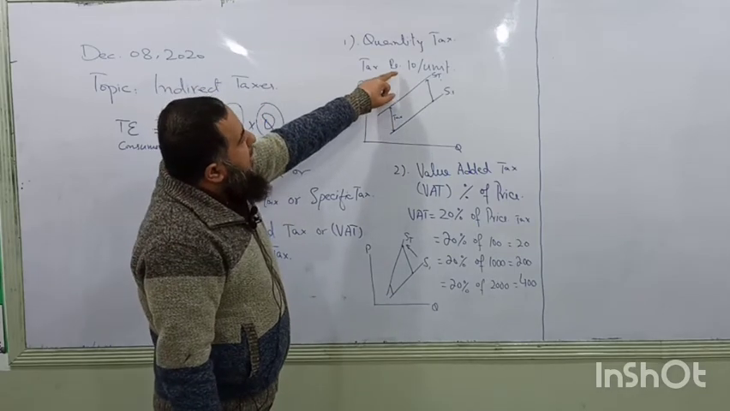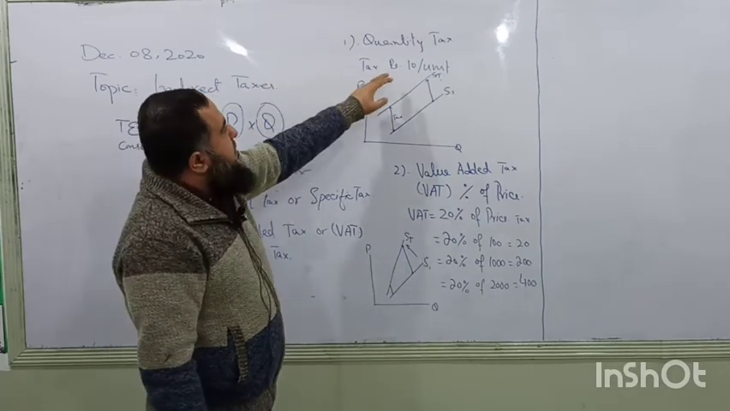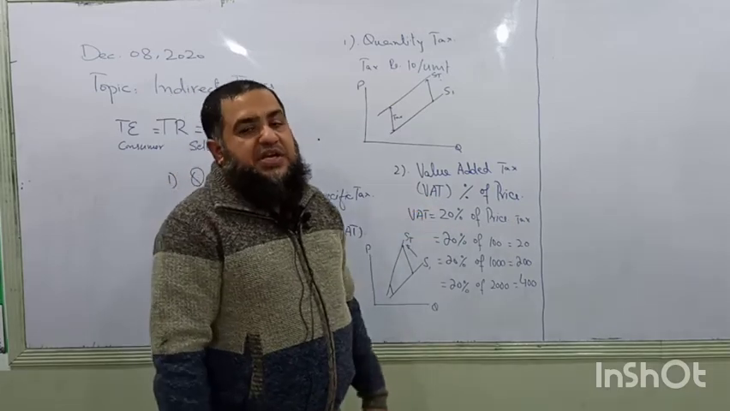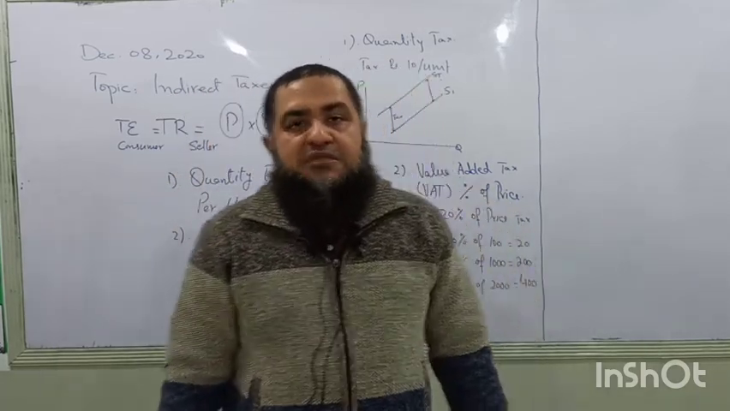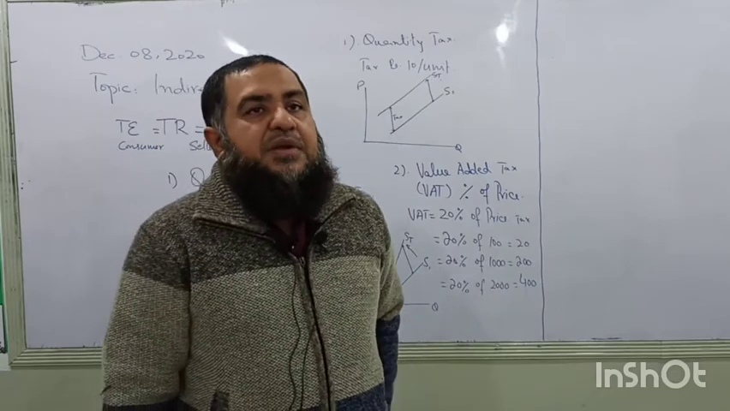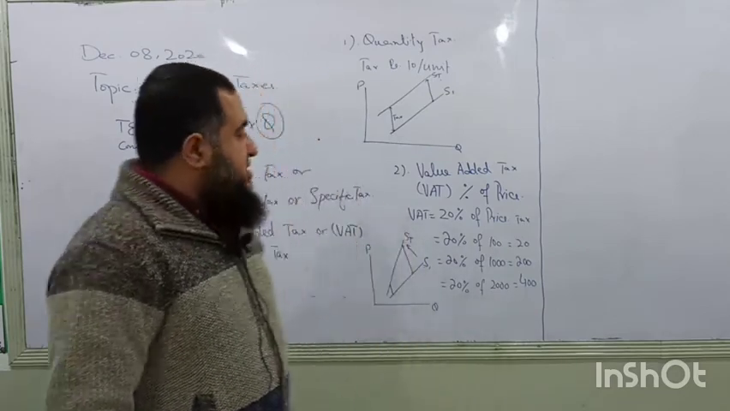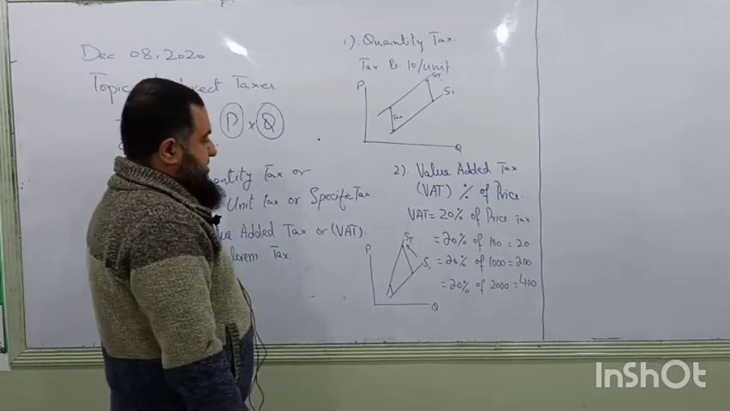Here the tax amount was the same on each unit produced in the quantity tax, but in case of value added tax, it is the percentage or the rate of the tax which remains the same. When price changes, there will be a change in the tax revenue of the government.